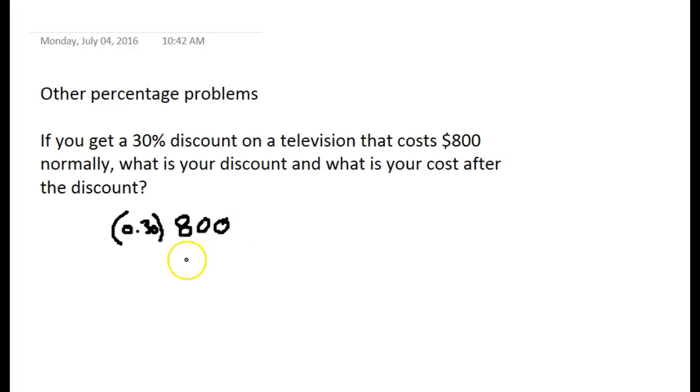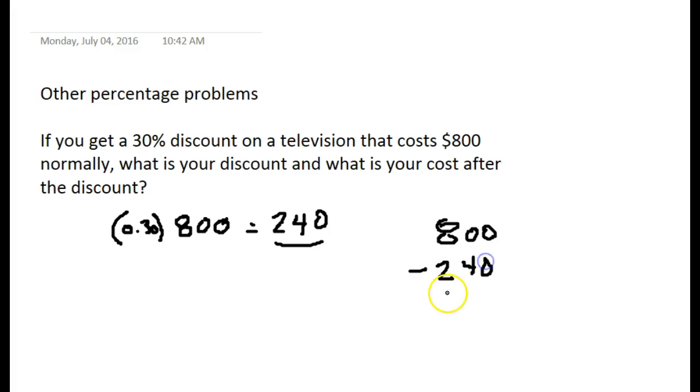What does that give us? That equals $240. So that is my discount. My discount would be $240. What is the cost after the discount? I would need to say 800 minus 240. And no, I'm not including tax or anything here. But 800 minus 240 is $560. So that would be my cost after the discount.